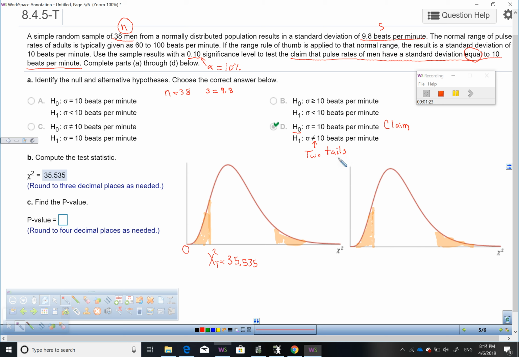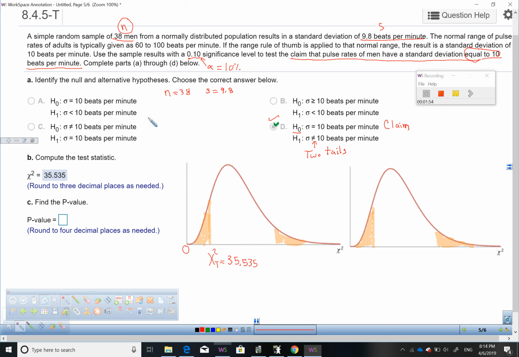Well, the first step is, of course, you have to determine the null hypothesis and alternative hypothesis. Again, when the claim says that it's equal to a certain value, that means the claim will be on the null hypothesis, and the alternative hypothesis will be not equal to. So this is the correct decision for the null and alternative hypothesis, and the claim is here.